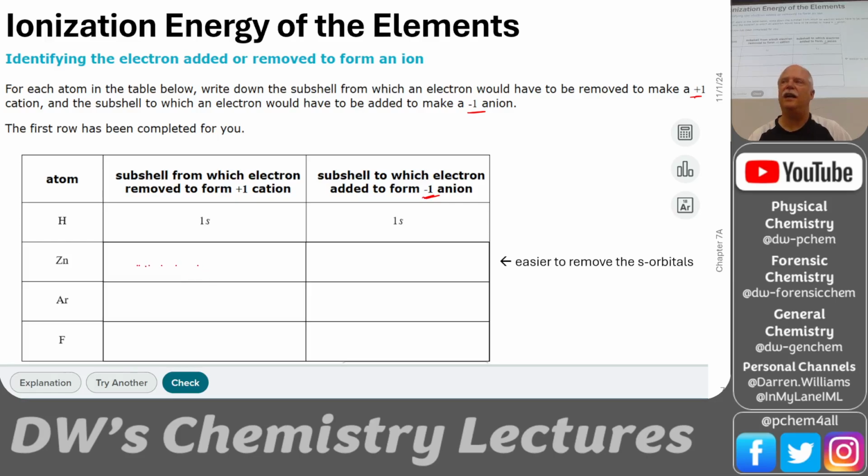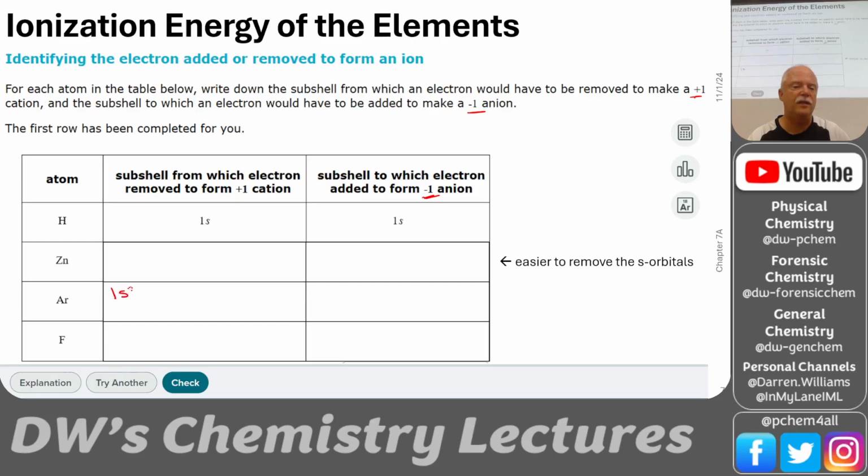Let's not do zinc yet. I know it's the second one on my slide, but let's do argon first. So if we were to remove an electron from argon, what is that last subshell that we're filling on the argon row? If you need to think it through, we could do the electron configuration.